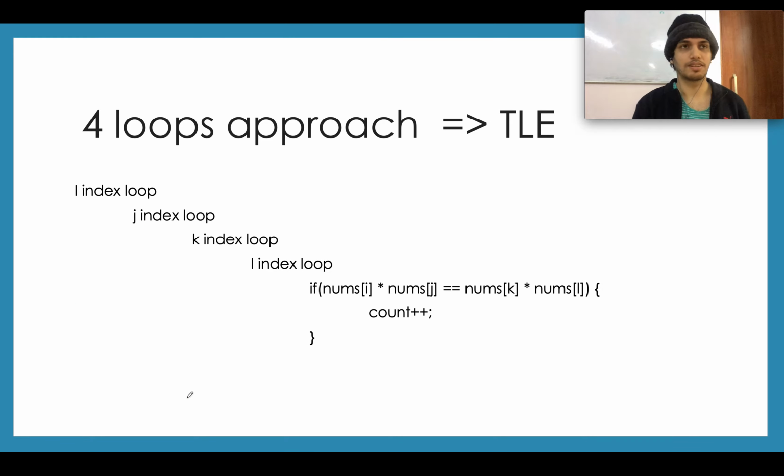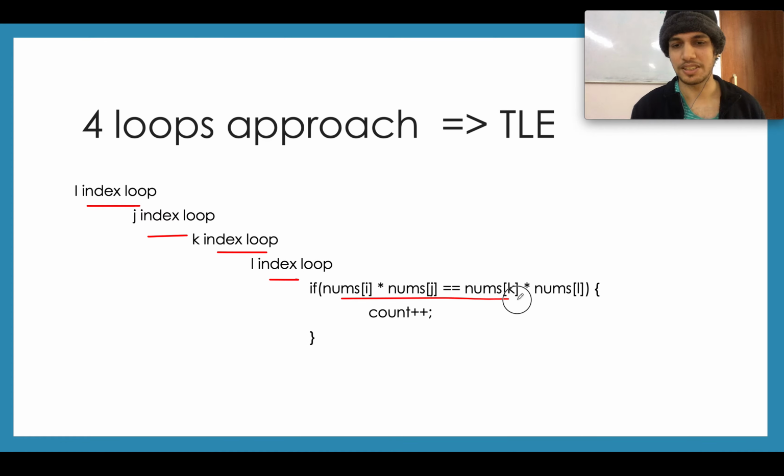How can we solve this? The first approach that strikes my mind when I saw this question is the for loop approach. You start from the ith index, jth index, loop over i, j, k, and l, and whenever this condition is true, you increase a count variable. However, this will cause a TLE as the time complexity is quite high, raised to the power 4.